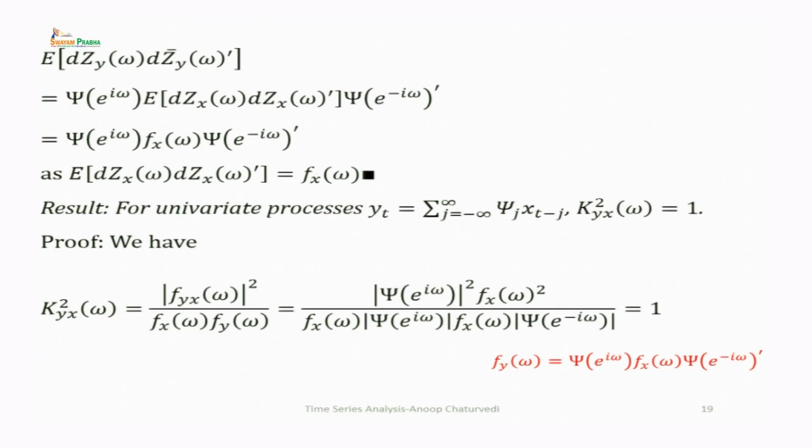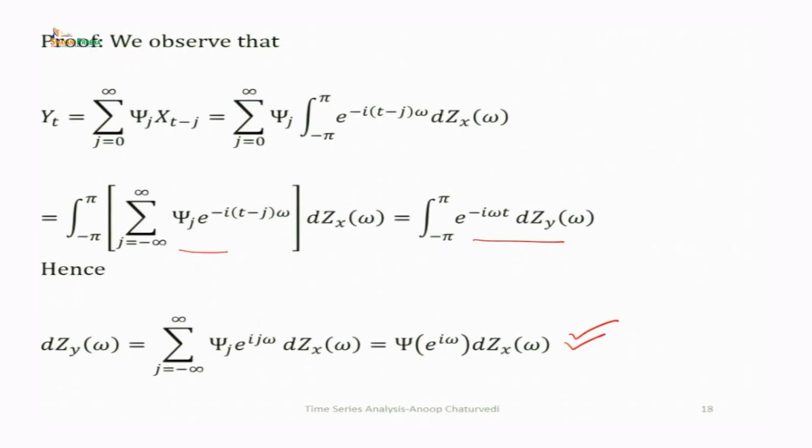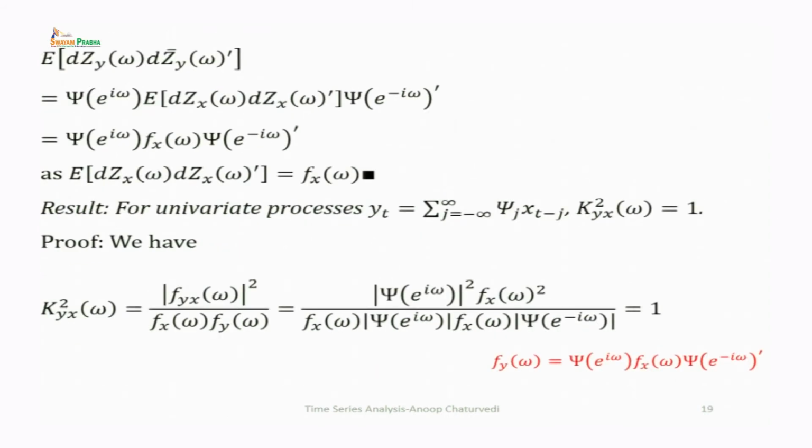Then using the relation between d z x omega and d z y omega proved in the previous slide, we observe that expectation of d z y omega d z bar y omega transpose is equal to psi e to power I omega expectation of d z x omega d z bar x omega transpose psi e to power minus I omega transpose. And then this middle term gives you f x omega. So, you get the final result.